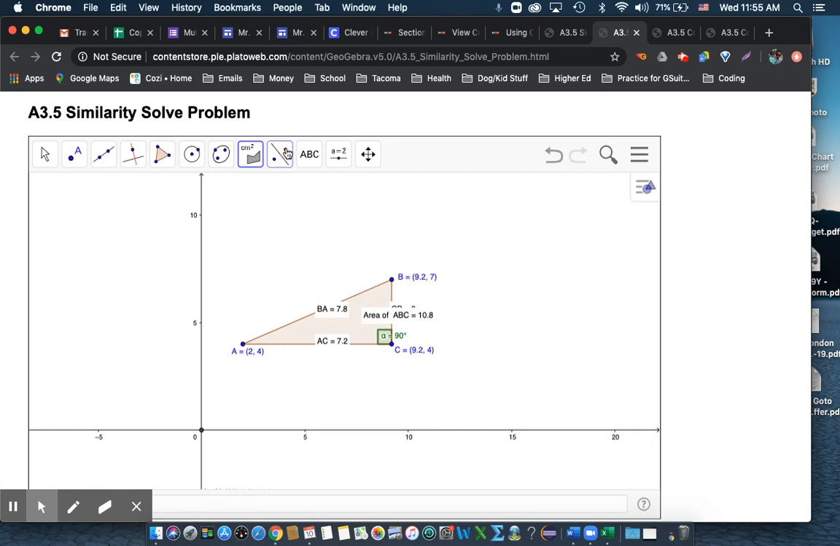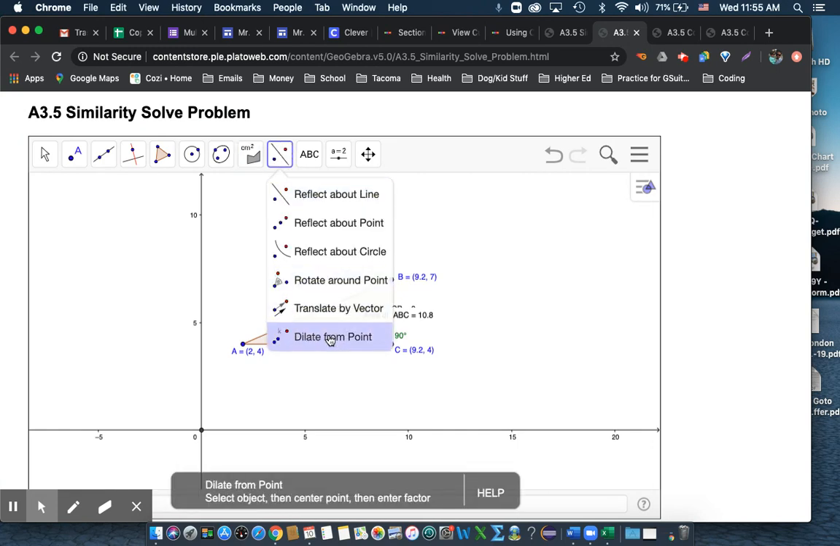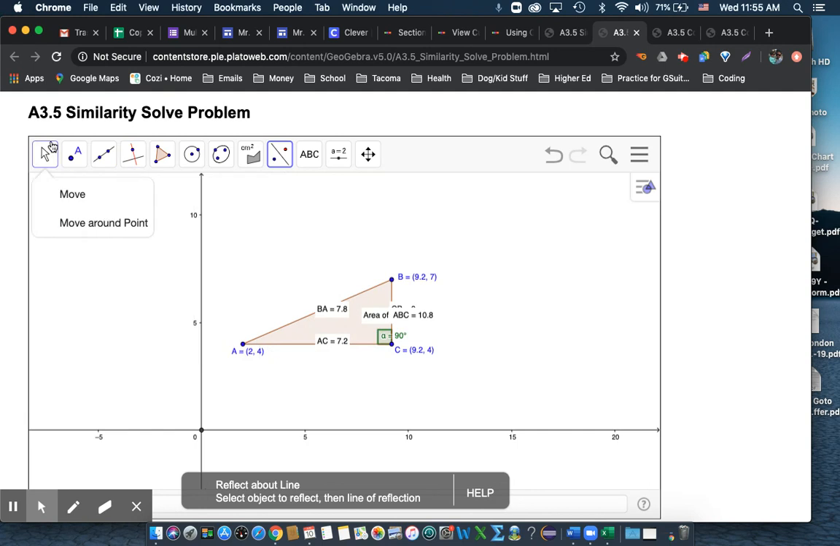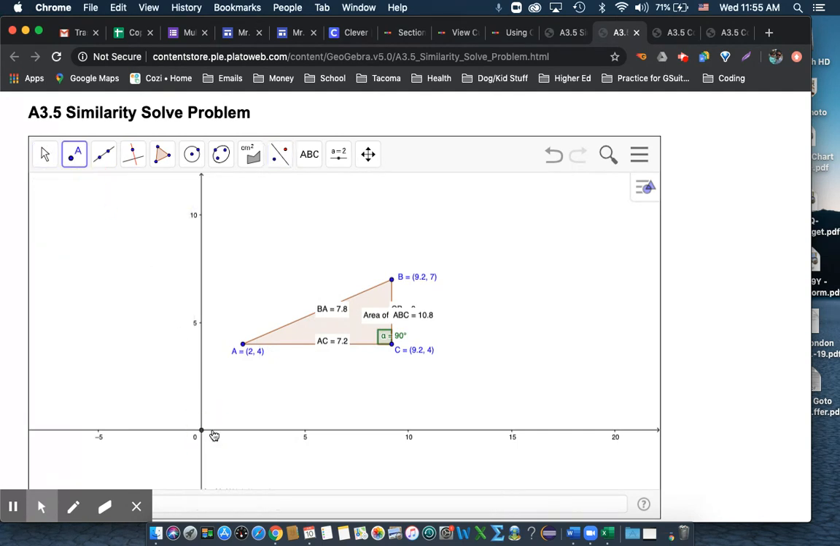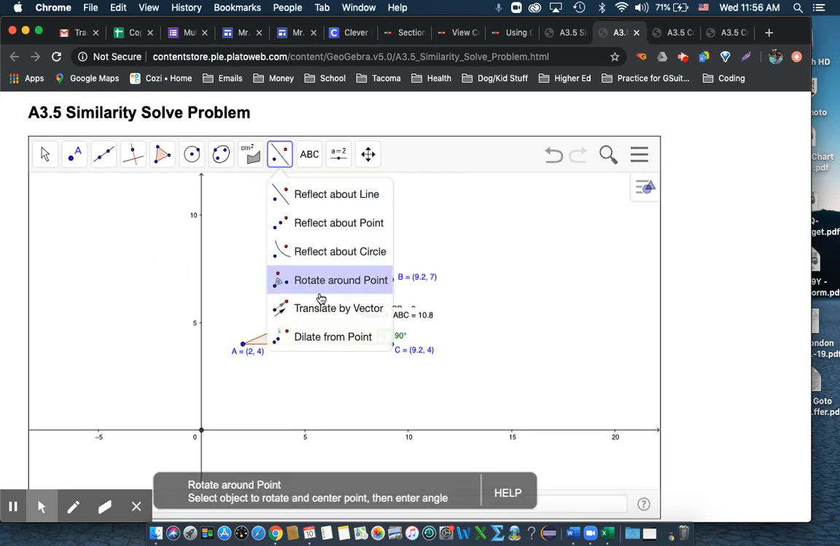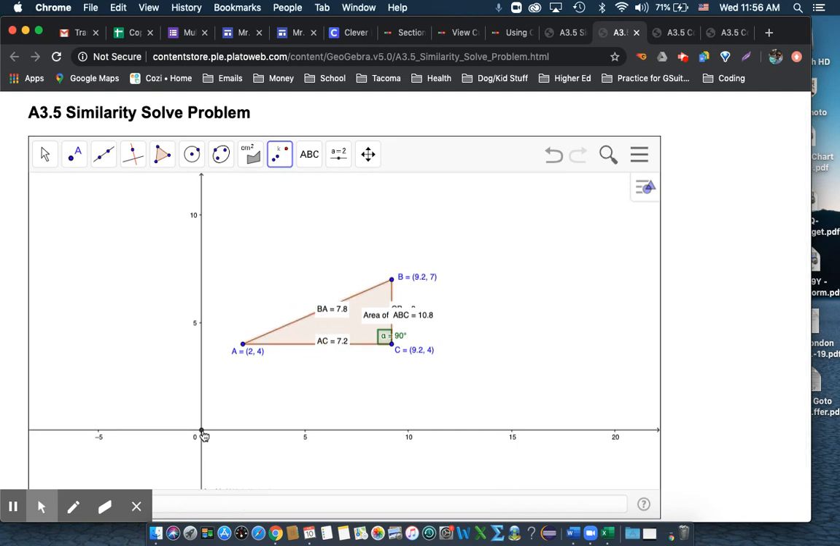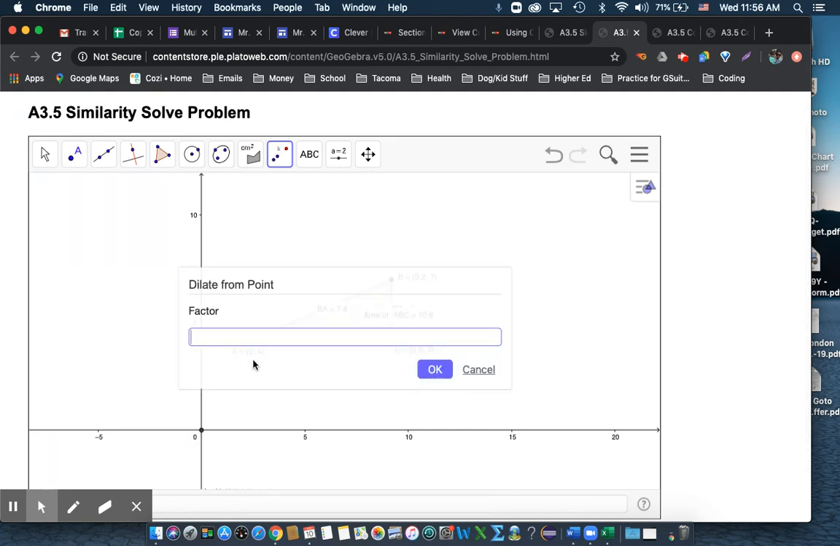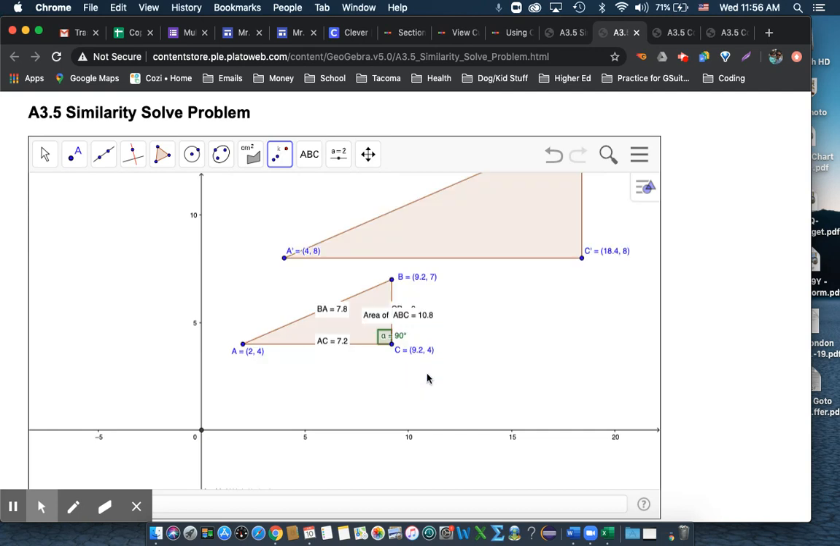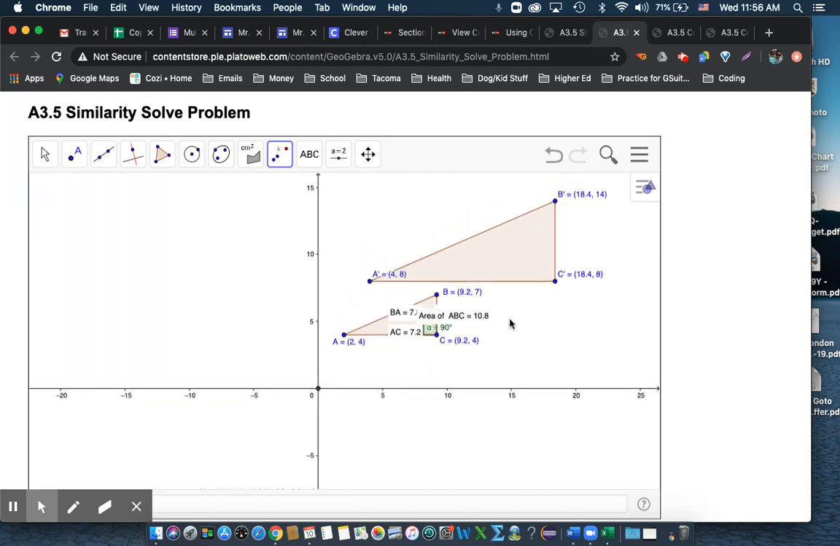Now, when I go back to this activity, remember dilation, that would be this. This is our transformation one. I want to dilate from a point. So in order to dilate from a point, I got to first plot the point, remember? So I'm going to plot a point at 0, 0, because that's where we're always dilating from. Now that I have that point, I'm going to dilate from a point. It says select the object, select the center point. So I'm going to select here. It's going to ask me how much I want to dilate by. So scale factor of 2. So I just dilated that triangle by a scale factor of 2.